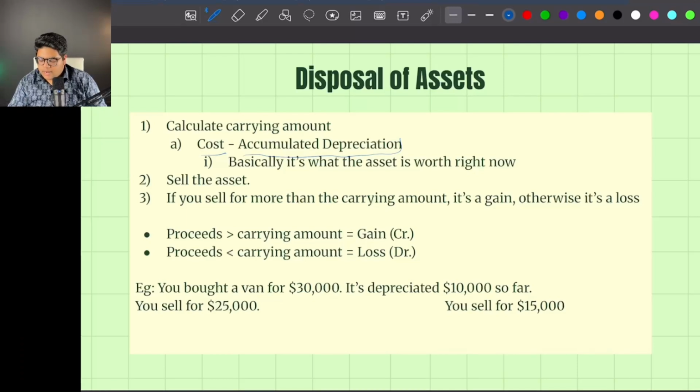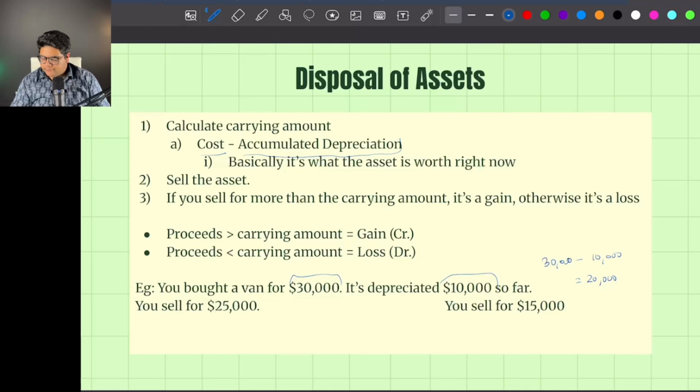And then after that, we sell the asset because if you dispose of it, you want to sell it. And so here's the logic part. If you sell for more than the carrying amount, it's a gain. Otherwise, it's a loss. So I'll use the example I have on my screen right now, where let's say we bought a van for $30,000. It's depreciated $10,000 so far. So we need to determine our carrying amount. It's going to be $30,000 minus $10,000 equals $20,000. That's our carrying amount.